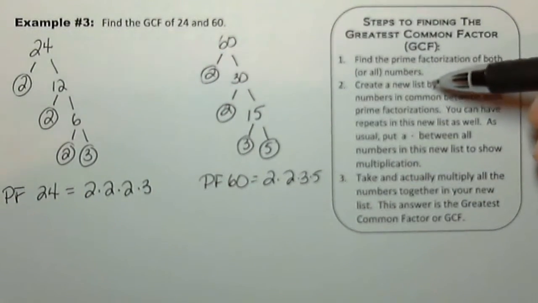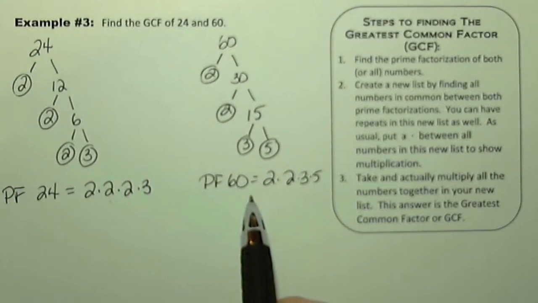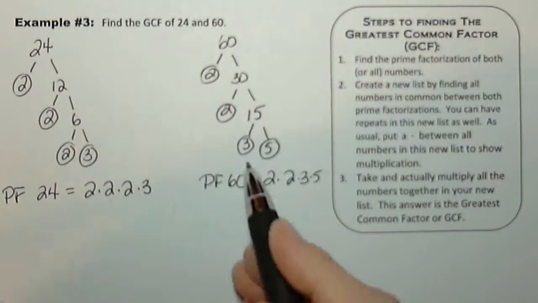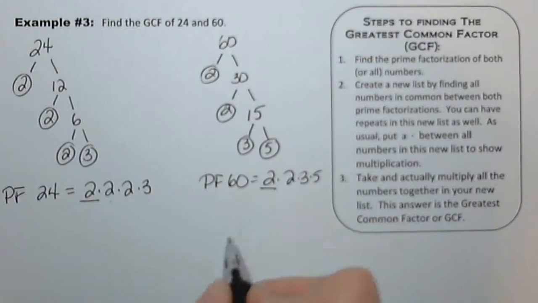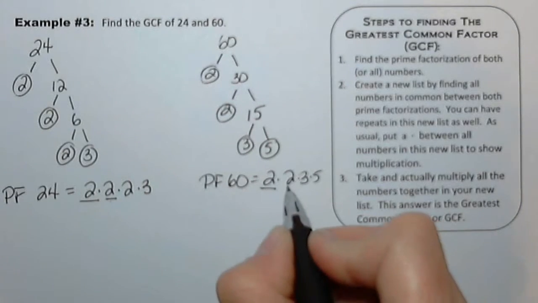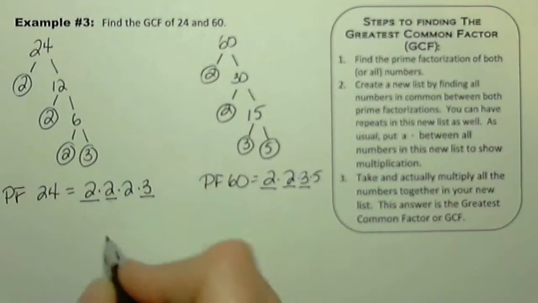Now, we are actually going to create a new list. And this new list finds all the numbers in common between these ones. And you can have repeats in this as well. So let's underline what's in common. This has a 2, this has a 2. This has a 2, this has a 2, this has a 3, this has a 3.